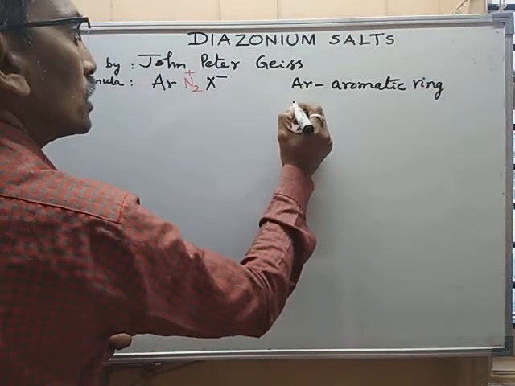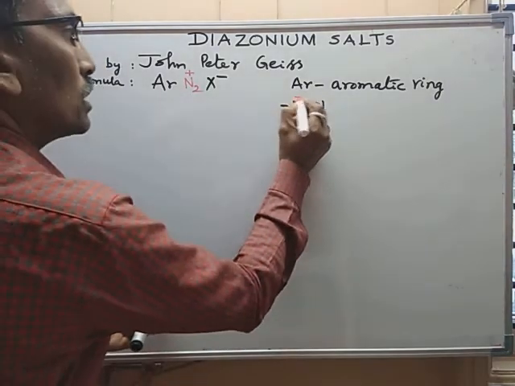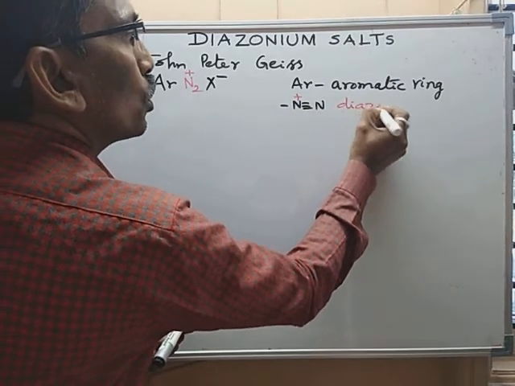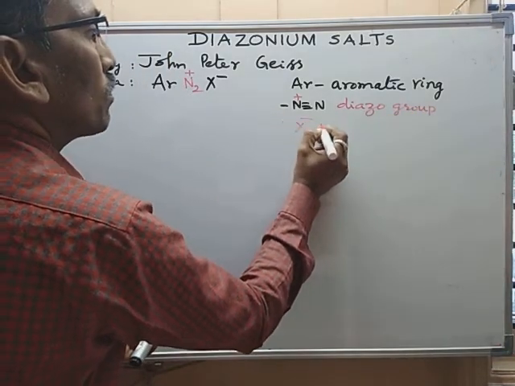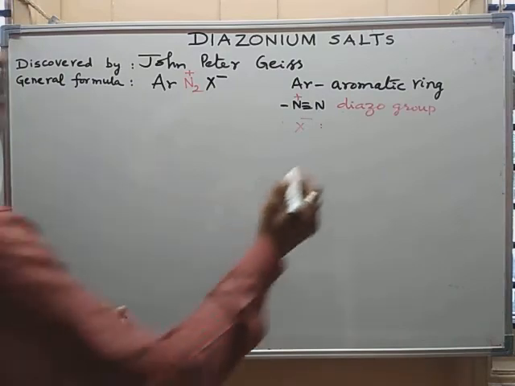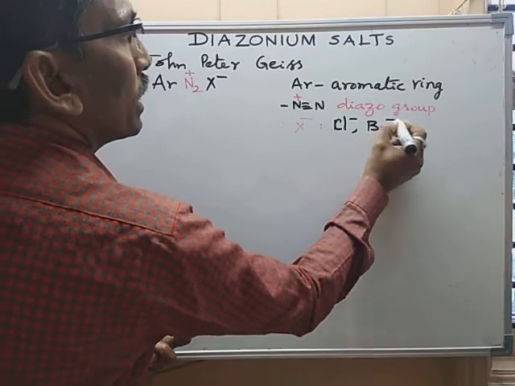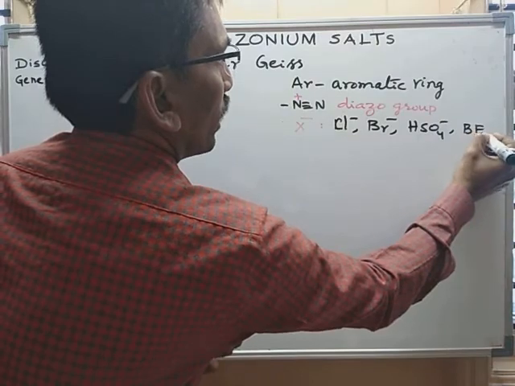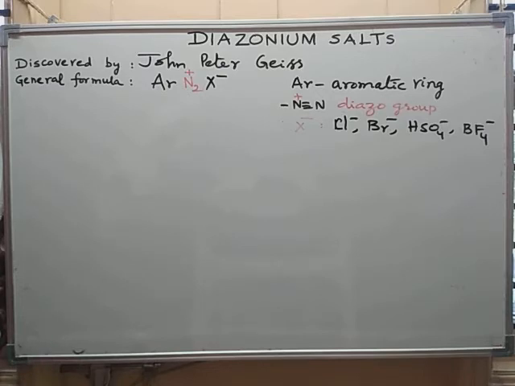Next, N2 is N2 plus. N2 plus is the diazo group, and X minus is, as we may use, Cl minus, Br minus, bisulfate, and tetrafluoroborate. These are attached in the place of X minus. This is the general formula. And how to prepare diazonium salts.